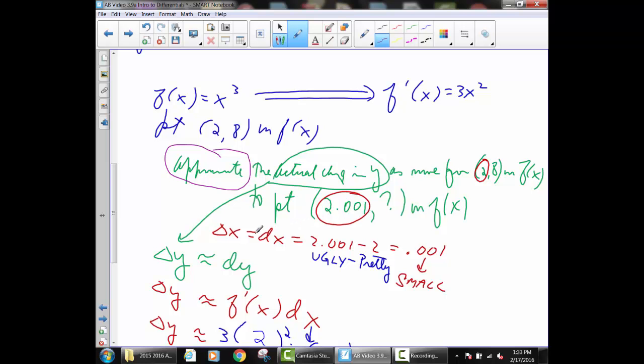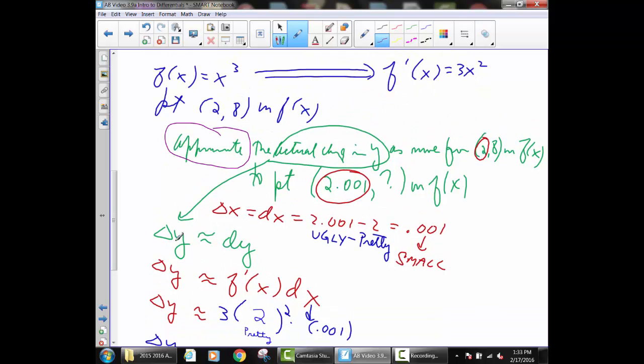Okay, so we know that our delta x, which is the same thing as our dx, is the ugly number, which is the one with the decimals, minus the pretty number 2. And that is a small change in x, which is a positive change. Keep in mind, if I'm going from 2 to 2.001, I'm moving to the right by 0.001. So that's why you're always going to take the ugly minus the pretty.